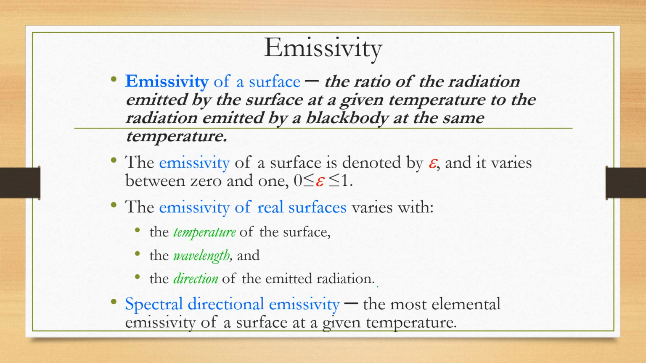Next, the emissivity must be between 0 and 1, because it is a ratio, so it will be no more than 1. There will be no emissivity of 1.1 or 1.2. It will be 0, 0.1, 0.5, and different materials will have different emissivity. It also depends on the wavelength, and the last one is the direction of the emitted radiation.